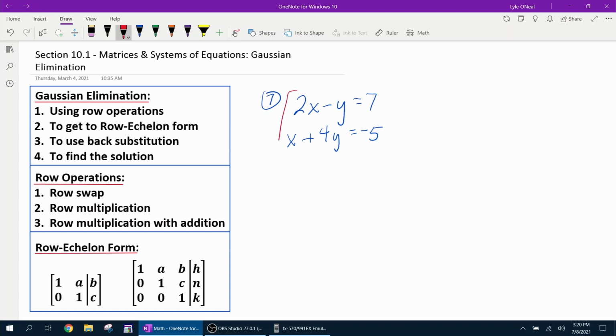First of all, the variables need to be on the left-hand side, and the constants need to be on the right-hand side. Next, the variables need to line up, so all of the x's lined up, all of the y's lined up. And it would be nice if the variables were in alphabetical order going from left to right, which they are.